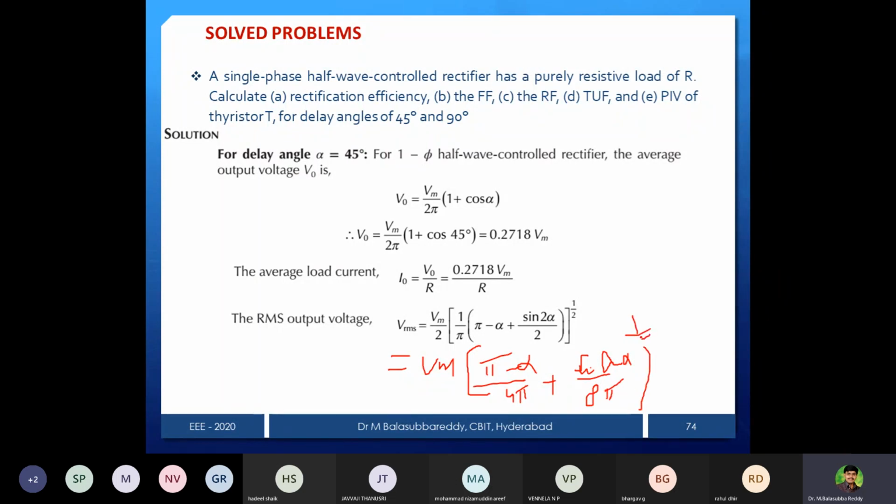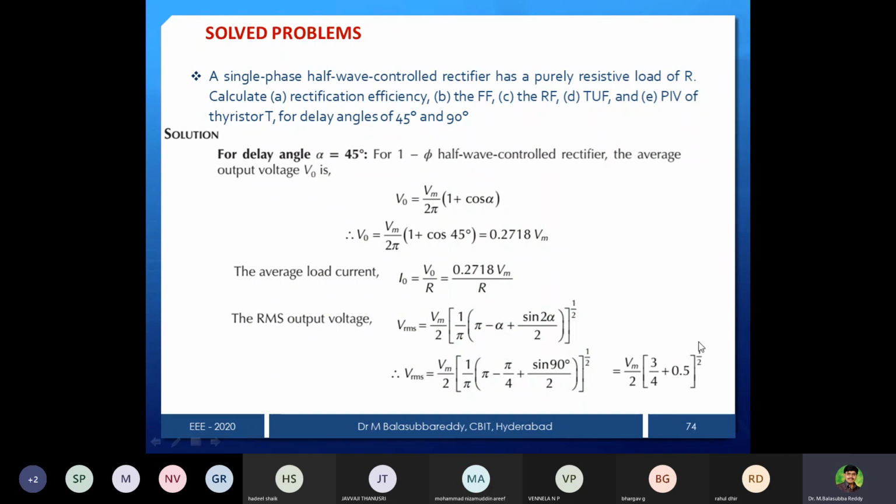This is also the same. Simplification, different books, different ways. See, if we keep Vm alone outside, then you write the 2 also inside. I can make it Vm into pi minus alpha by 4 pi plus sine 2 alpha by 8 pi, so that whole power 1 by 2. So this is the RMS. Now you just substitute the data and we'll get the VRMS. So this is the simplification.